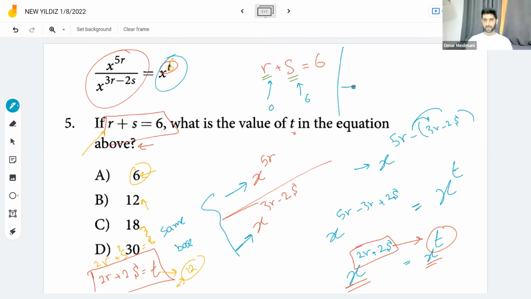Look what is going to happen. x to the power of 5 times r. We said r is 0, so 5 times 0 is 0. Over x to the power of 3 times r, which is 3 times 0, it is 0, minus 2 times s, s is 6, so 2 times 6 is 12. Now x to the power 0 is 1, over x to the power of negative 12. Because I have a negative 12, I'm going to flip it up. It's going to be positive 12. And that's the answer.